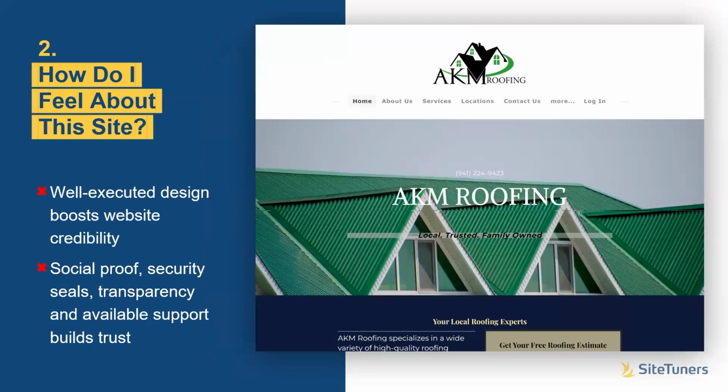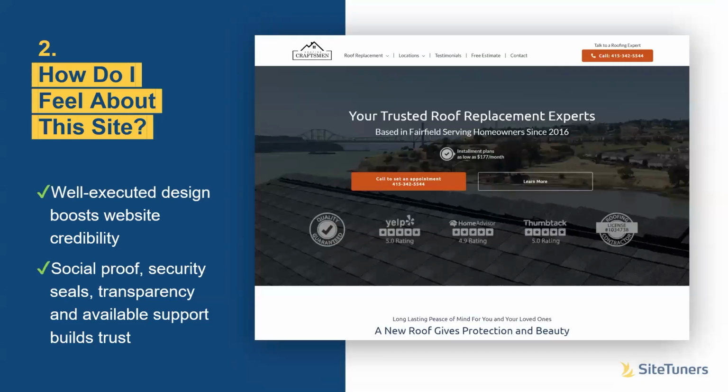So do I feel good about this? No, I can barely read the local trusted family owned. I've got a picture of a roof, but it's not telling me at all what's in it for me. So let's compare that to a roofing site in California versus one in Florida. Your trusted roof replacements based in Fayetteville, serving homeowners since 2016. It's got trust symbols on it. It's got the phone number. It's, talk to a roofing expert. This is a lot more credible. It's got safety seals. It's got trust. So I feel much better about these people than I did about the others.